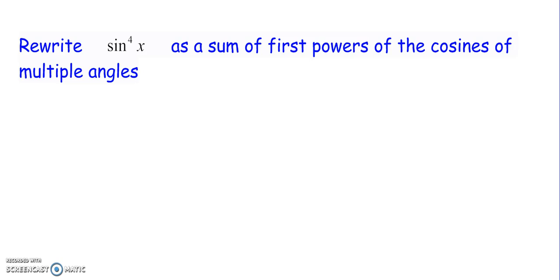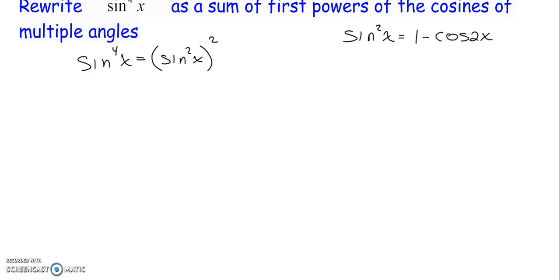So first off, I think of sine to the fourth as sine squared x, all squared. And now we can actually use our first application of the substitution. Sine squared x is equal to 1 minus cosine 2x over 2. Right? So this is what's in your notes. I think you had it probably with a u instead of an x, but that's what we're using here.